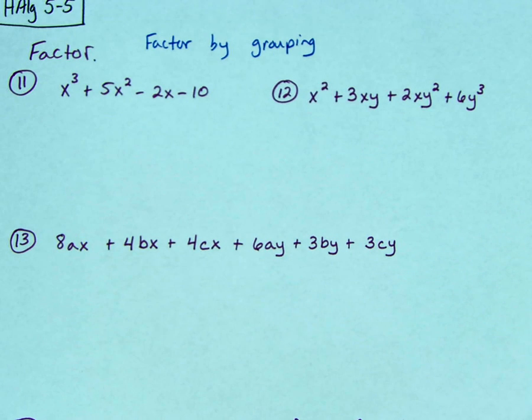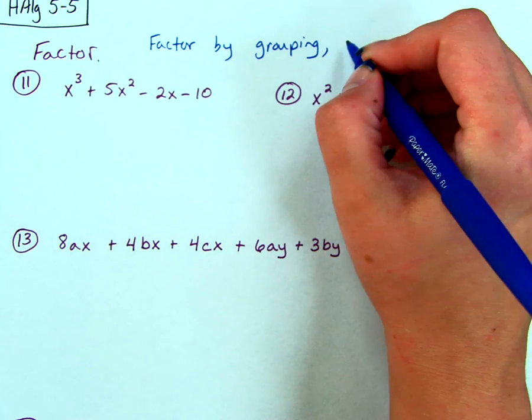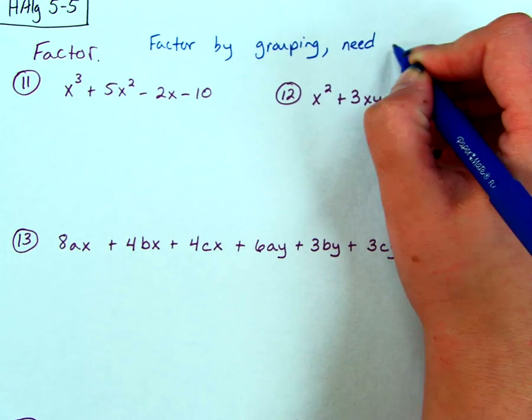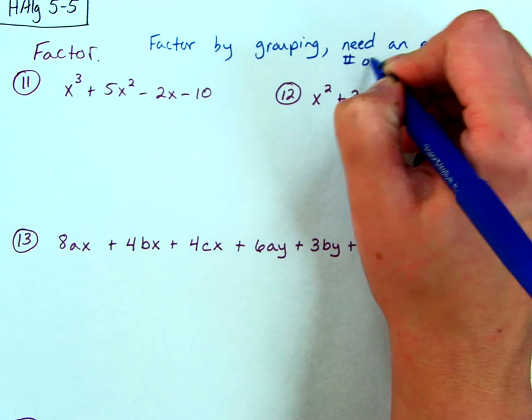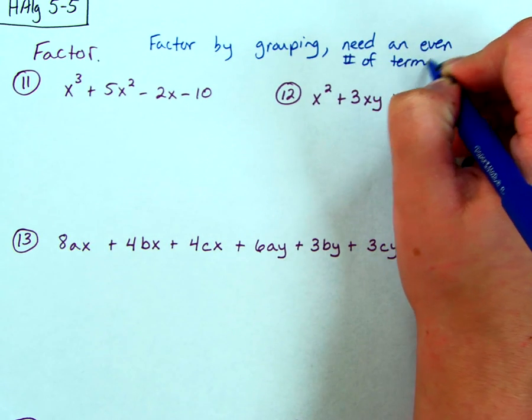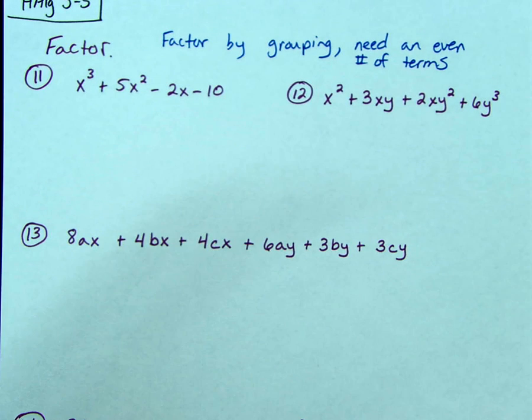Now, this may or may not work. So sometimes we'll try it and it won't work and we'll have to try something else. But if you are going to factor by grouping, you need an even number of terms. So if we don't have an even number of terms, then it's a waste of time to try this method because it's not going to work.